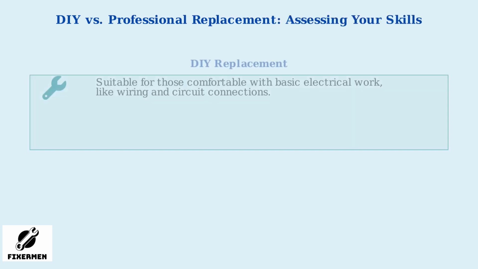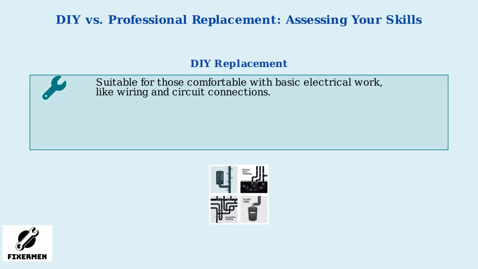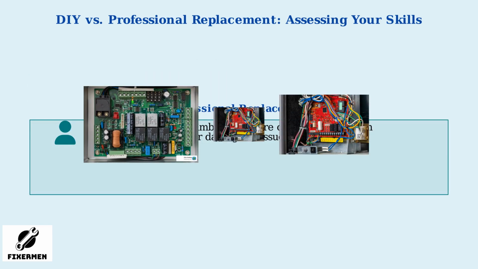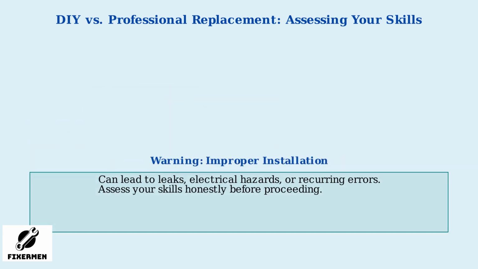Replacing the control board can be a DIY project for those comfortable with basic electrical work, such as handling wiring and circuit connections. However, if you're unsure or uncomfortable with the process, it's best to hire a qualified plumber. A professional can ensure the replacement is done correctly, preventing further damage or issues. Improper installation can lead to more problems, such as leaks, electrical hazards, or recurring error codes. So assess your skill set honestly before proceeding with any replacement.